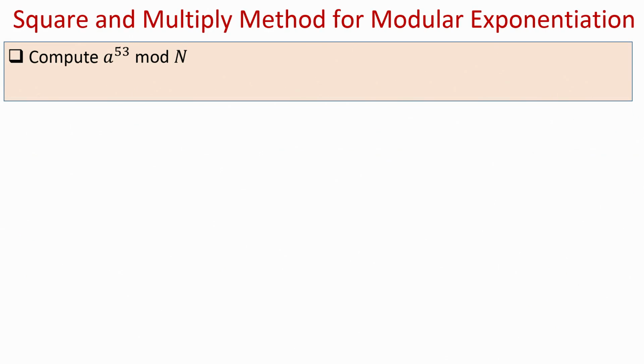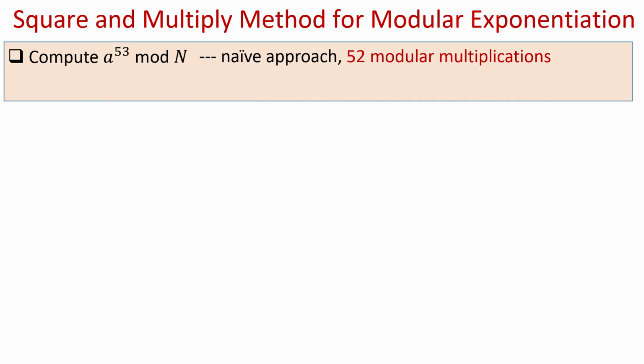So, now what we are going to discuss is a polytime algorithm to compute modular exponentiations. This method is called the square and multiply method. And to demonstrate the algorithm, I will take an example here. I want to compute a to the power 53 modulo n.